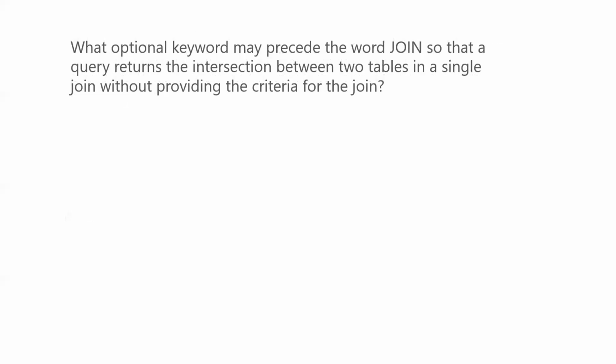What optional keyword may precede the word join so that a query returns the intersection between two tables in a single join without providing criteria for a join? It's a tricky one. Tricky, remember? Natural join. A natural join. If you use the word natural, it allows the engine to decide for itself what the good join will be on.